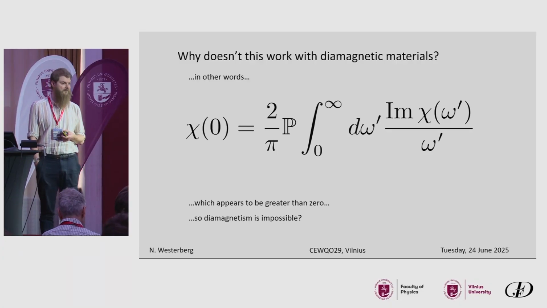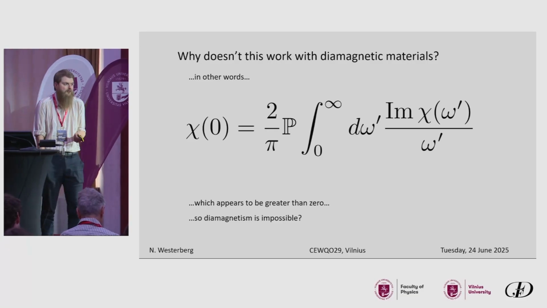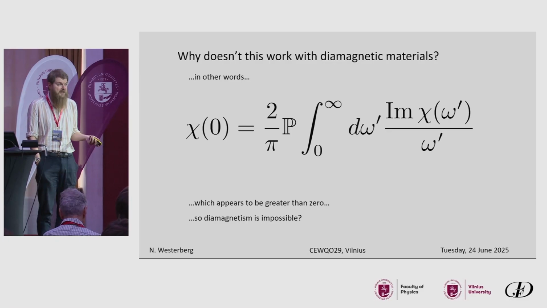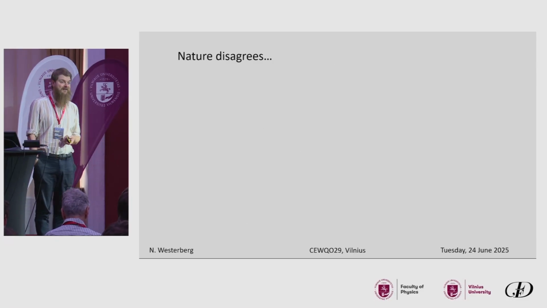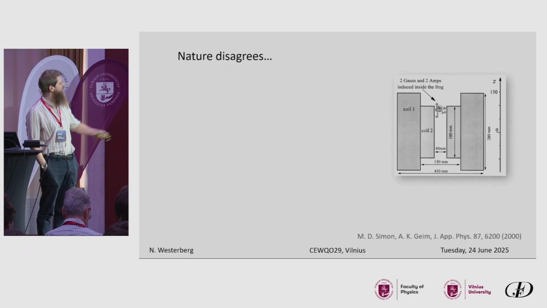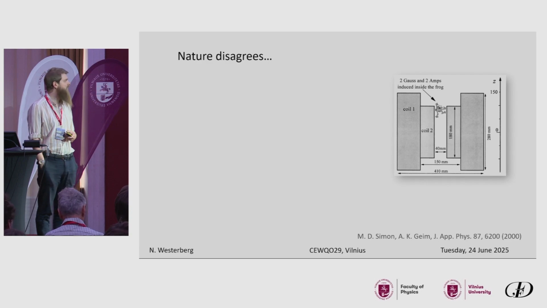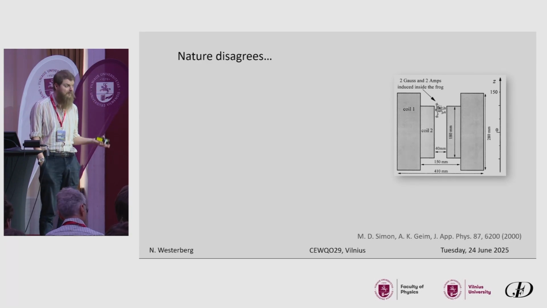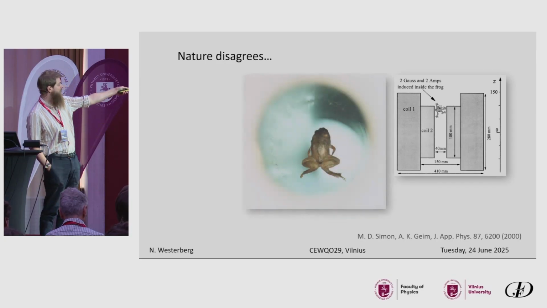This sort of theory from the 20s really claims that, well, diamagnetism then ought to be impossible. Nature obviously disagrees. You can do these experiments. I can't, but you can put a magnetic field across. One of the more famous and funny ones is probably this one from the 2000s, where they put a ridiculously strong magnetic field across a frog, because water is diamagnetic, and you can make the frog levitate.